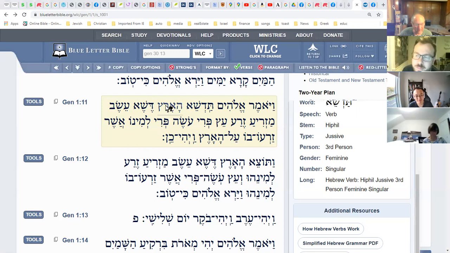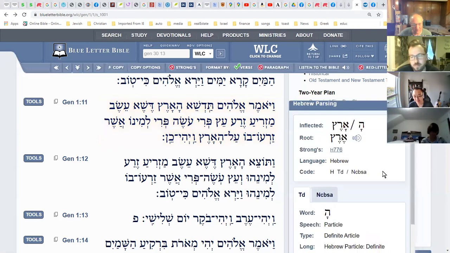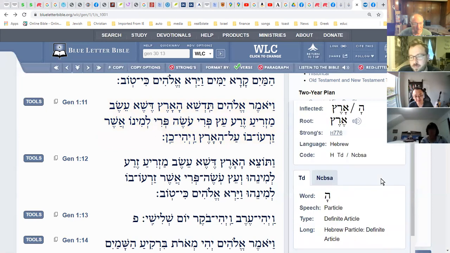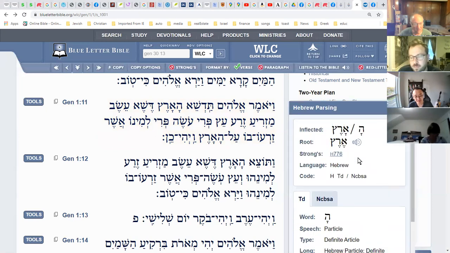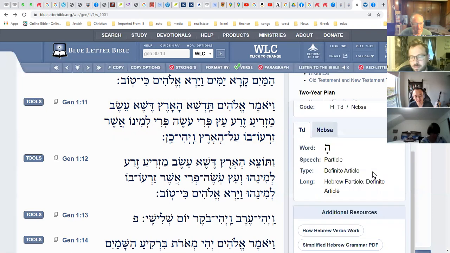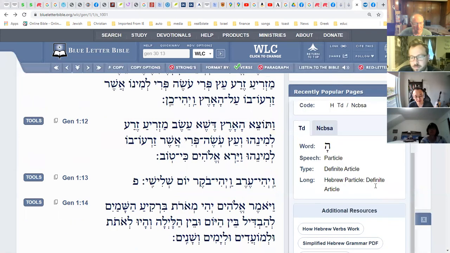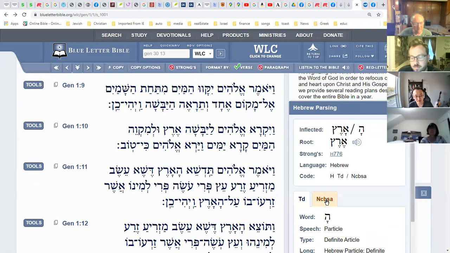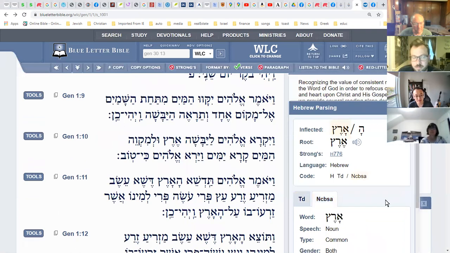And if we click on it, there's actually no way of looking at this verb to see whether it's masculine or feminine. Well, if it ended with a hey or a tav, that would most likely be a feminine noun. But this doesn't have one of those markers on it. But if you look here, it doesn't tell us whether it's masculine or feminine.